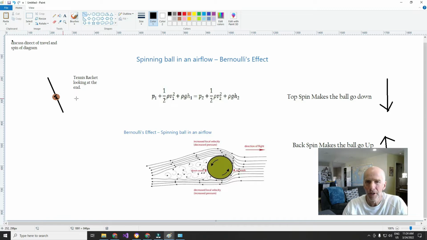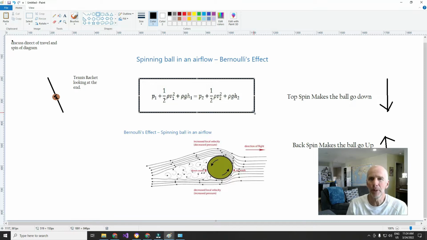All right. So I'm going to draw your attention to this equation right here. This equation is called the Bernoulli's effect equation, and it controls everything from airplanes to a tennis ball's flight. This P1 refers to the pressure on top of the ball, P2 refers to the pressure on the bottom of the ball. And so you can see that the two equations are equal, but different things happen. And that different thing that happens is due to the spinning of the ball down here. You can see that the ball is spinning. It's got a backward spin on it, and the direction of travel is to the right.